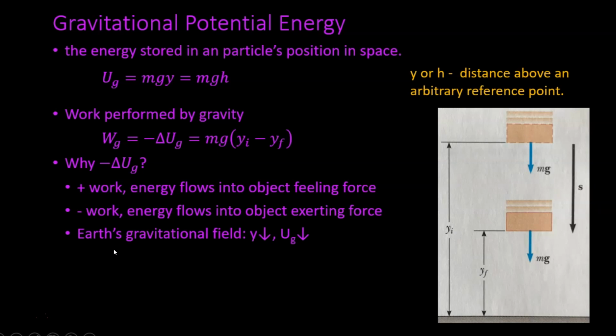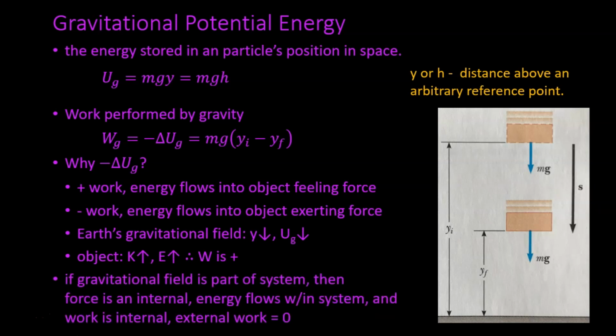So looking at this example, from Earth's gravitational field perspective, as the block's position decreases and gets closer to the floor, the energy stored in the gravitational field, the potential energy, is decreasing. And from the block's perspective, as it's falling towards the floor, its speed's going to increase, so its kinetic energy is increasing, and that means its mechanical energy is increasing. Hence, work is positive because energy is flowing into the object feeling the force of gravity.